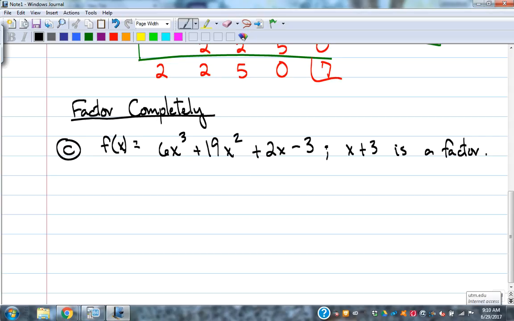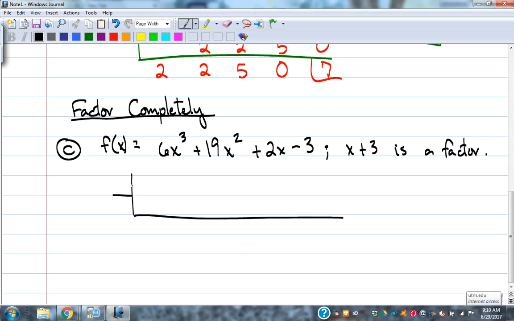So that's where I've got to have that bit of information that x plus 3 is a factor. They're giving that to us right now. We're going to build up to where they don't give us any information about it, and we've got to find it out on our own. But if they say x plus 3 is a factor, that tells me I can take this polynomial and break it down with synthetic division.